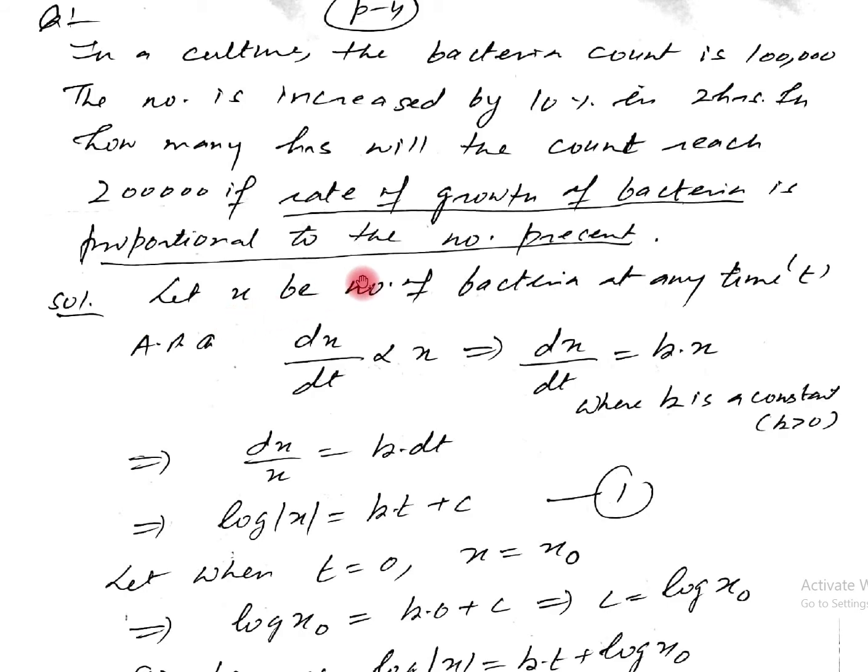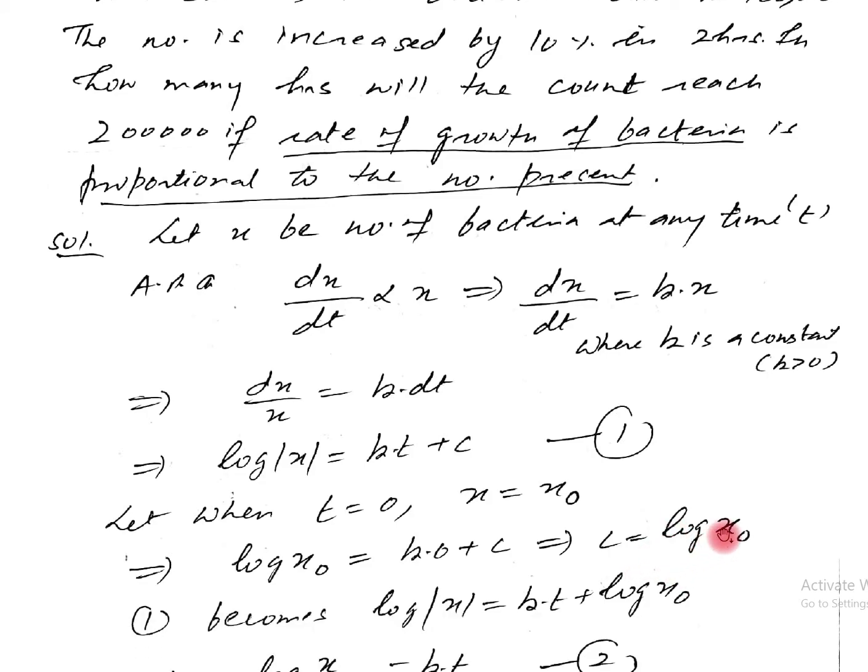Initially we suppose let x be the number of bacteria at any time t. As per the question, dx by dt is proportional to x. So dx by dt equals k into x, where k is a constant and it is greater than 0 because they are increasing. Now separating the variables and integrating, we get log of x equals k into t plus c. Let us suppose when t equals 0, the number of bacteria is x naught. Putting this value, log x naught equals k into 0 plus c. So c equals log of x naught.